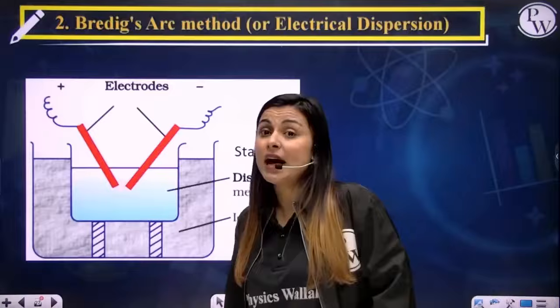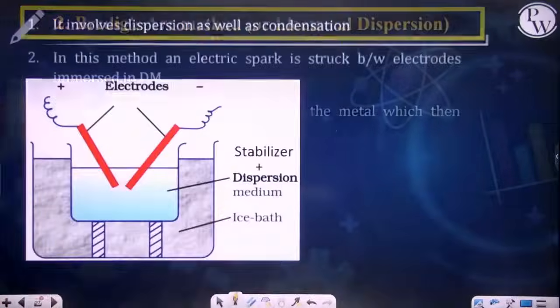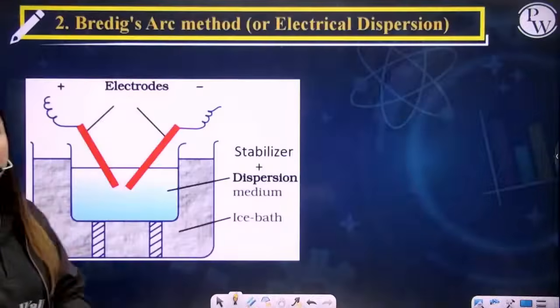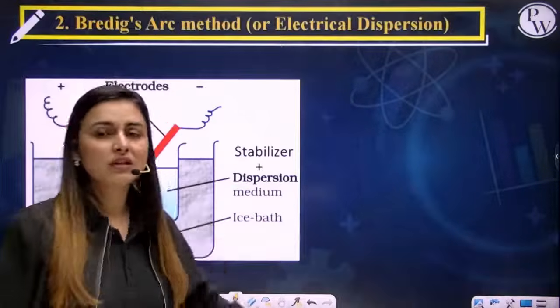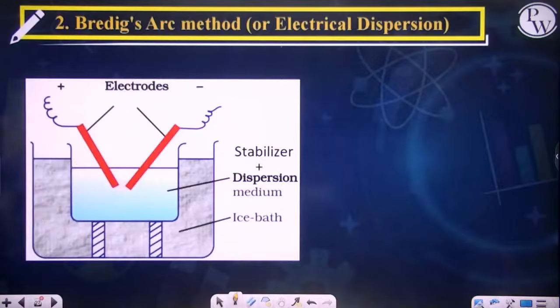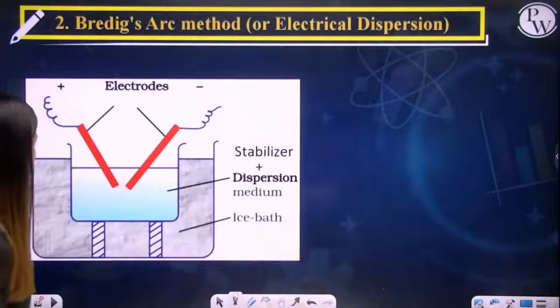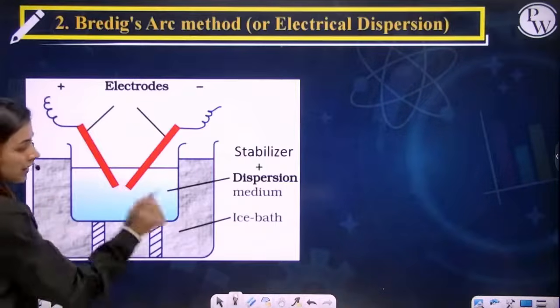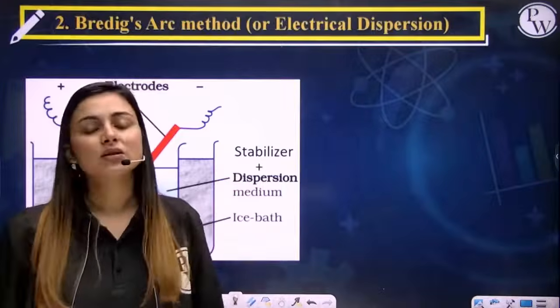So what actually happens in Bredig's arc method, I'll make you understand, and then you'll have a few points here that you can read. But before that, you have to understand what I want to tell you. In Bredig's arc method, my dear students, the test setup is something like this. Let's try to understand this. This gray part is your ice, that is very cold. Okay, so I hope you understand that.